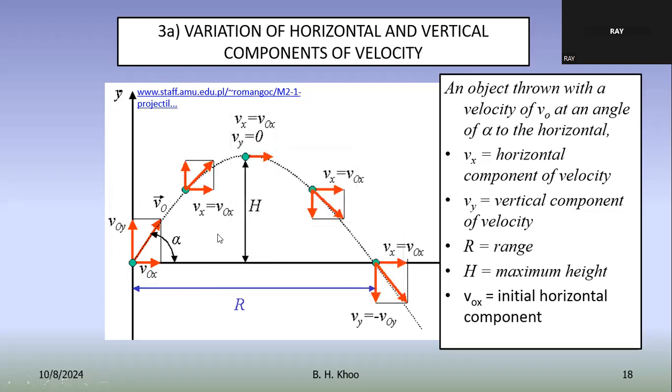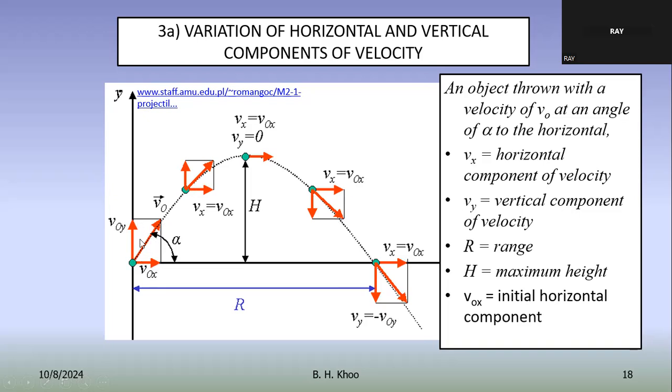So what is happening here? This is the path. The red one is the actual velocity. So we initially resolve it into horizontal component and vertical component.